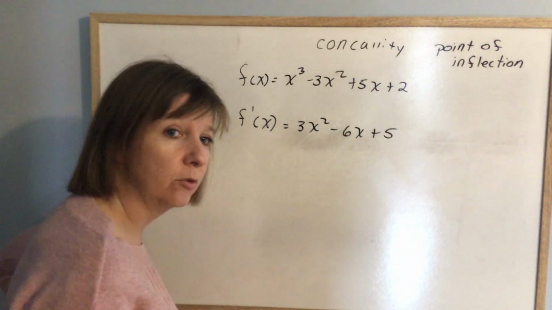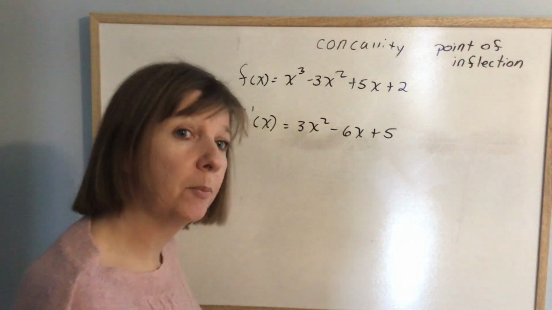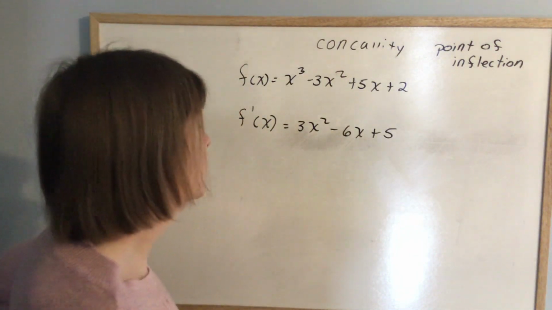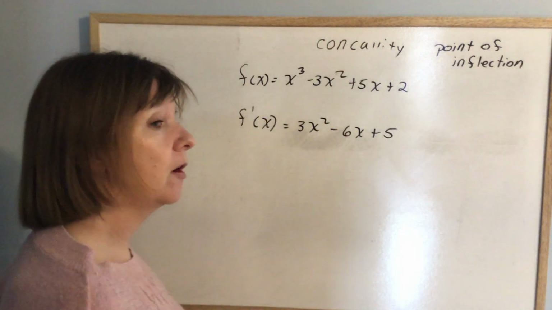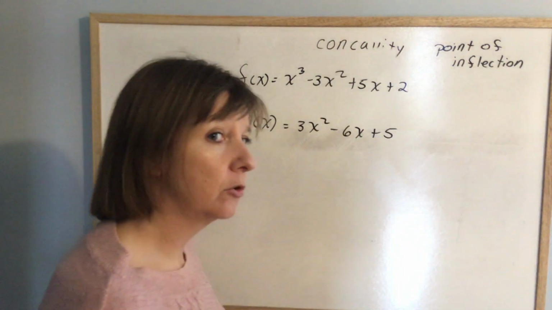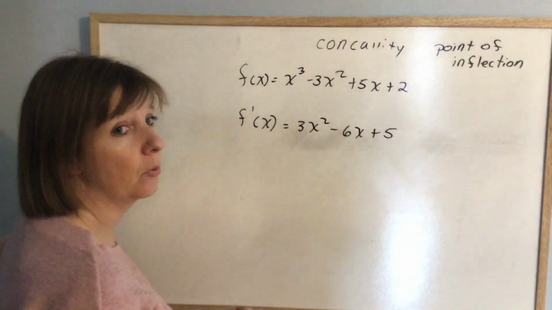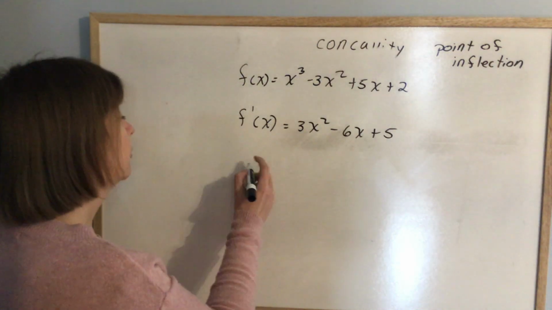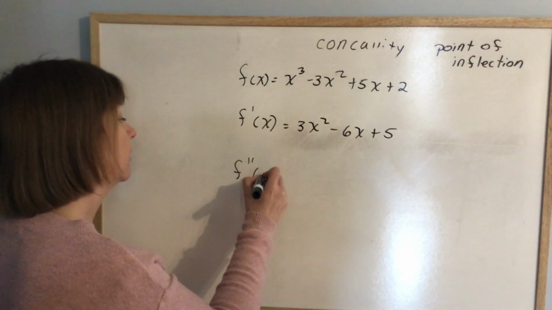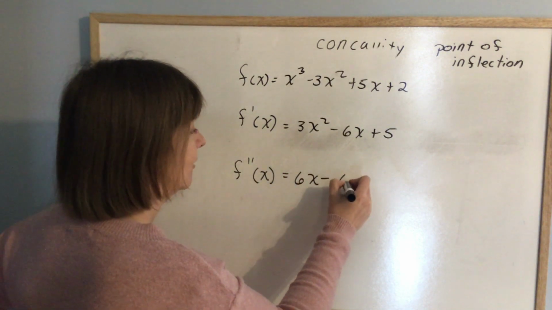Isn't it nice that we can do those that quickly in our heads now? Remember back when we were doing derivative by first principles? So much easier. But the first derivative we use for talking about whether the graph is increasing or decreasing, and they haven't asked me about that. They've asked me about points of inflection and where it is concave up and where it is concave down. So to figure that out, I'm going to do the second derivative, which would be 6x minus 6.